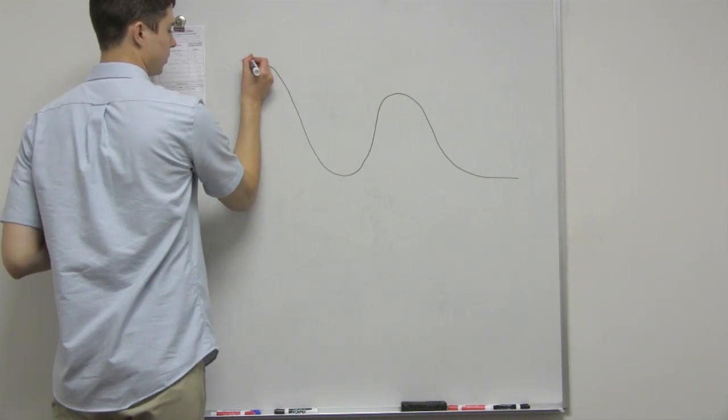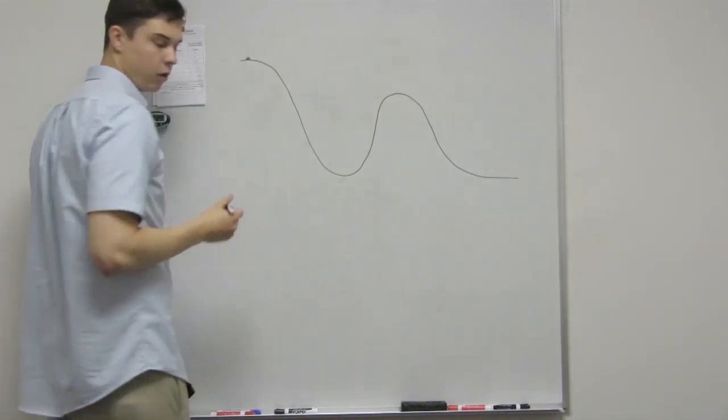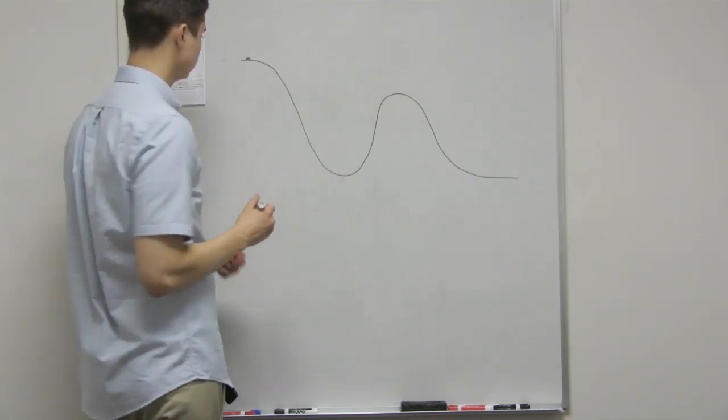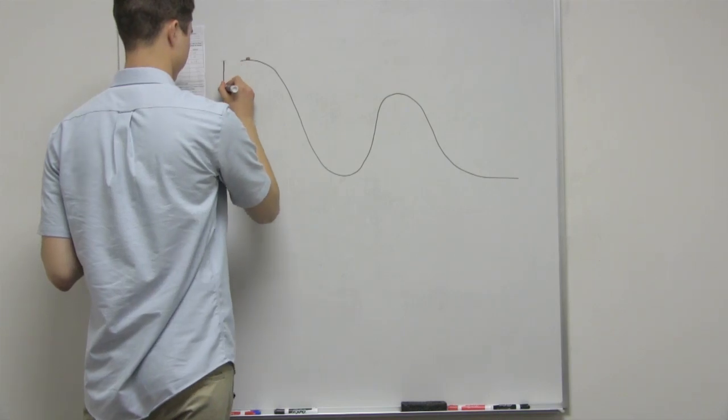So we've got a roller coaster starting up here, and it said this was a height of 35 meters. So we've got a 35 meter initial drop.